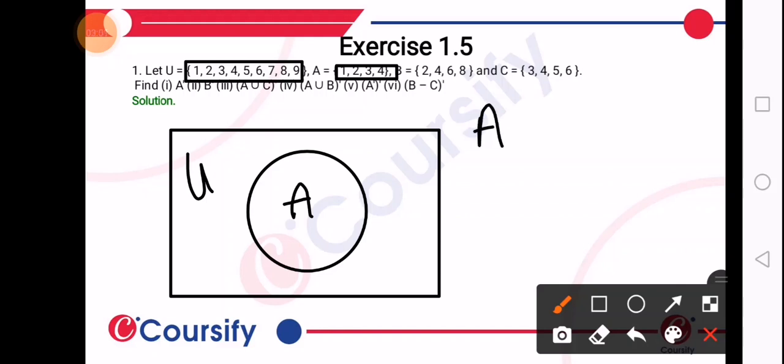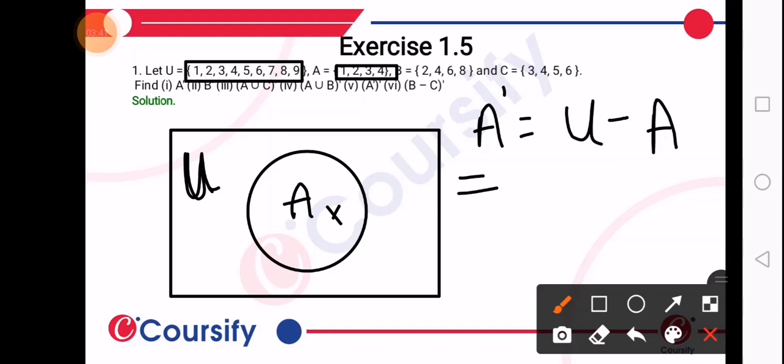A complement can be understood by simply calculating U minus A. In simple terms, the complement of a given set is the set reduced from the universal set. For instance, here A is 1, 2, 3, 4, and thus A complement would be everything in the universal set except A.